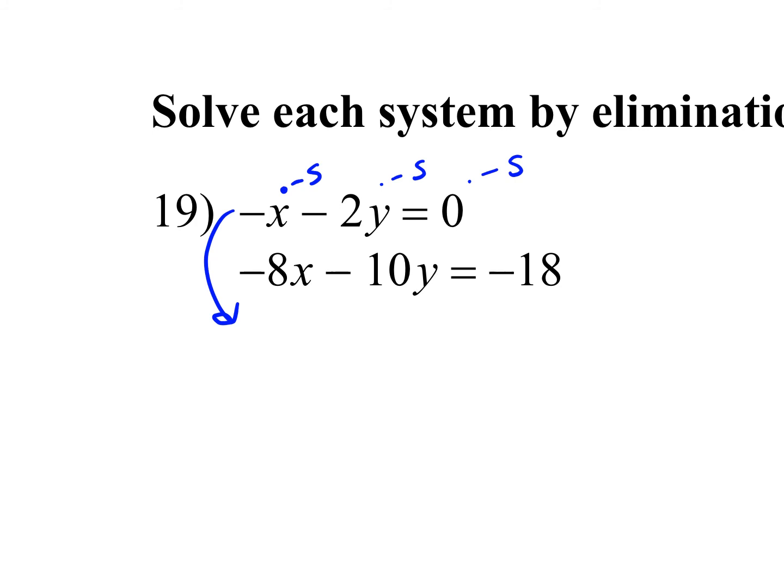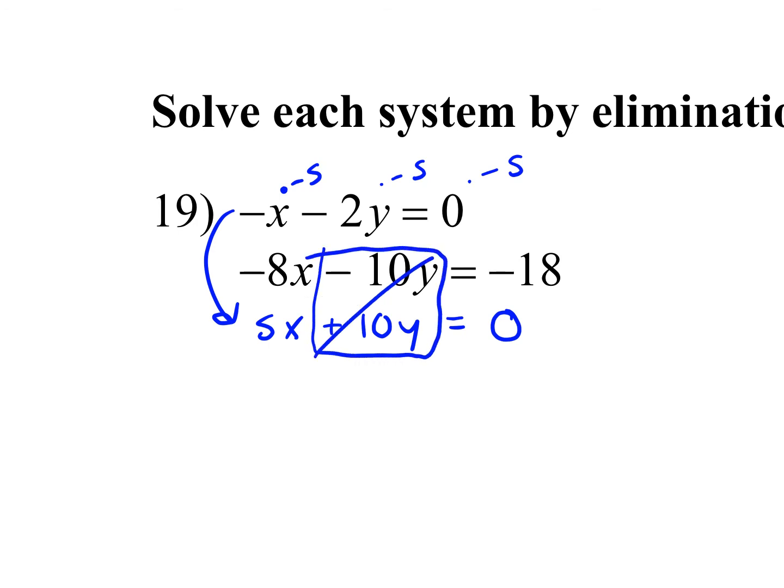So here, what's negative x times negative 5? Positive 5x. And what's negative 2y times negative 5? 10y. And 0 times negative 5? 0. So now do I have the same number that'll cancel out? Yep. This negative 10y plus 10y cancels. So what's negative 8x plus 5x? Negative 3x, and that's equal to negative 18.